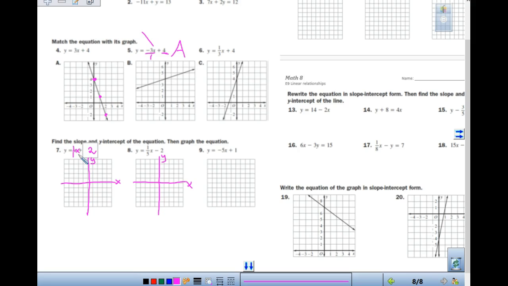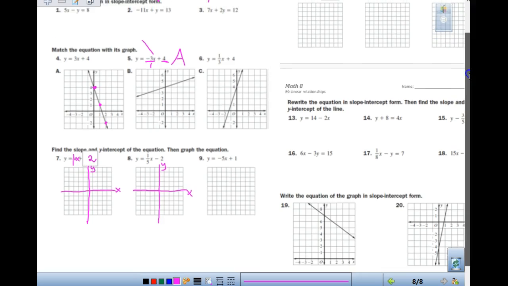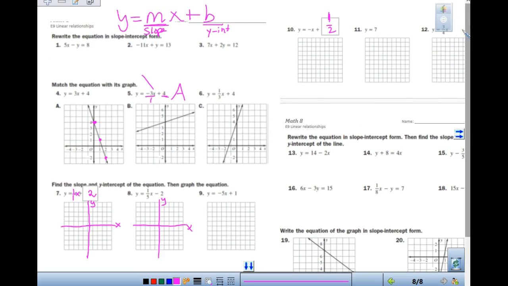As you take a look at question number 10, instead of 0.6 here, I want you to put 0.5. I just think 0.5 is easier to graph. So where is 0.5 for a y-intercept? It's going to be in between 0 and 1, right?